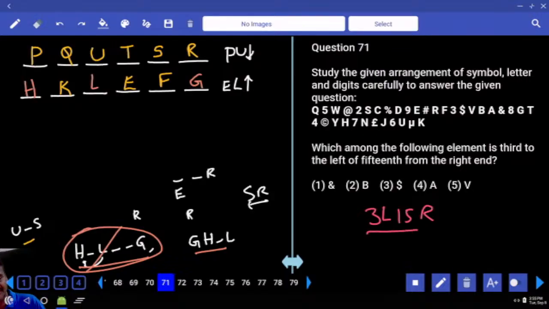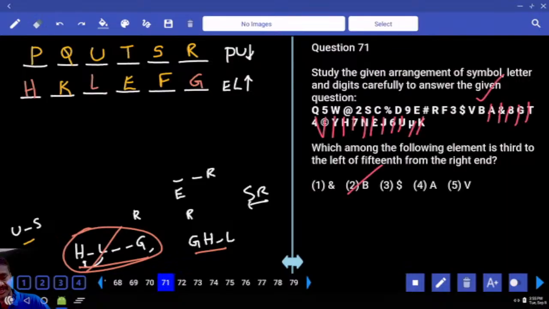Then addition: 3 plus 15, 18. 18th from where? Right hand side. 18th from the right: 1, 2, 3, 4, 5, 6, 7, 8, 9, 10, 11, 12, 13, 14, 15, 16, 17, 18. B, that is choice 2 to question number 71.